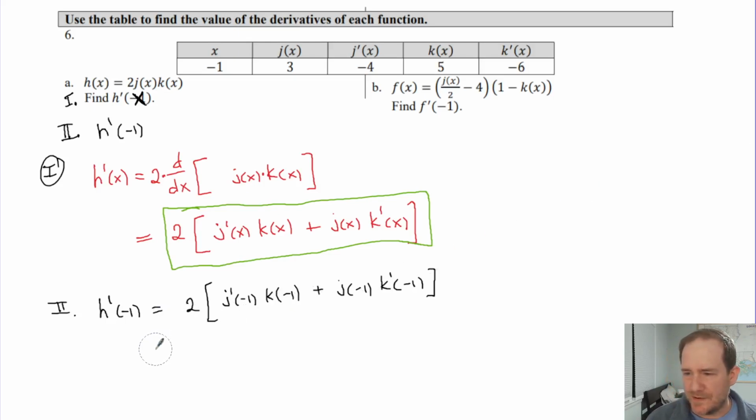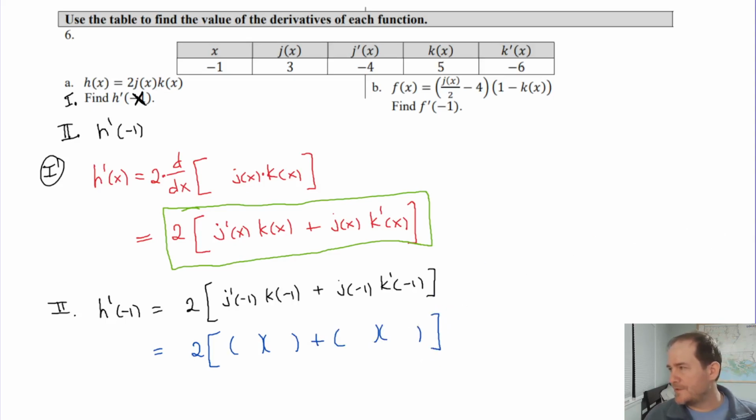So the way this should feel is it should feel like you've just got a 2 and you're multiplying that by some number times some number plus some number times some number. And all of those numbers, you just come up here to the table and grab them. If you want j prime of -1, then remember all these values in the bottom row are what you would get when x is -1. So j prime of -1 is just here. It's the -4. Pop it in. And then k of -1 is right here. It's the 5, so pop that in. Then j of -1 is this first guy. It's the 3. Pop it in. And k prime is the last one, so it's -6.